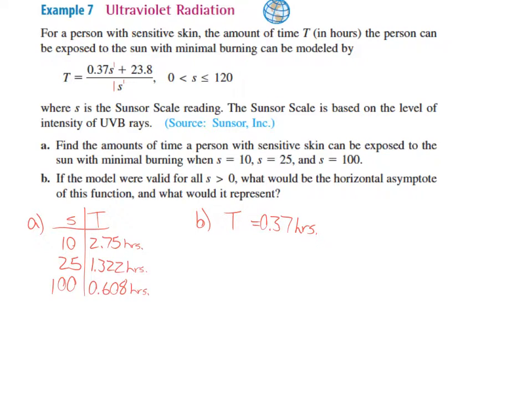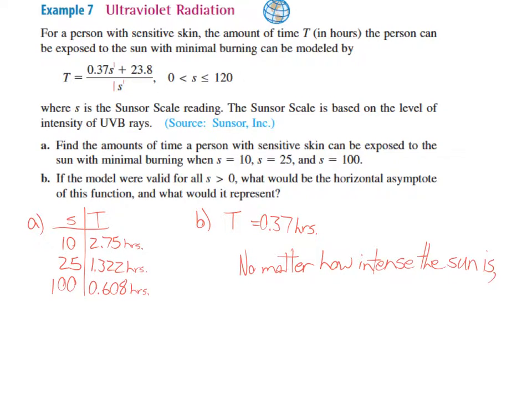So no matter how strong the sun is, you'll burn in 0.37 hours when it's at its max. Yeah. We are on the right track. No matter how intense the sun is, you'll burn. That's the key there with that asymptote. As S approaches infinity, no matter how big S gets, there'll never be a time when you walk outside and you don't burn.